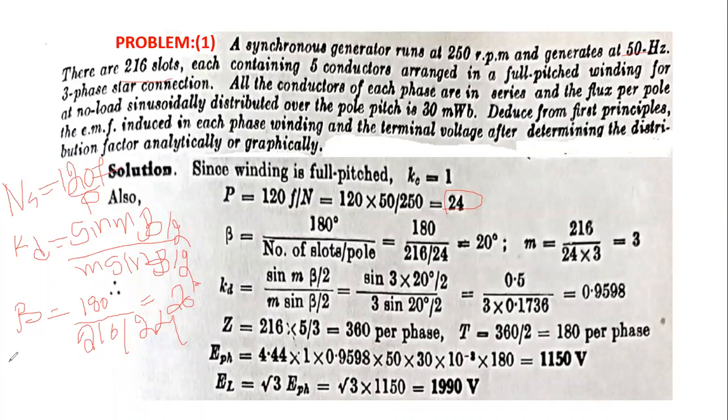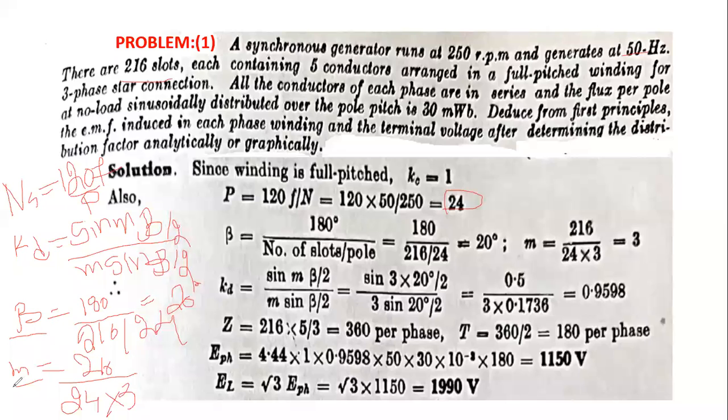Next, we calculate the M value. What is the formula for M? That is the number of slots divided by the number of poles into phases. How many slots are there? That is 216. How many poles? That is 24 poles, into the number of phases. How many phases? That is 3 phase. That's why into 3. Then we calculate the M.